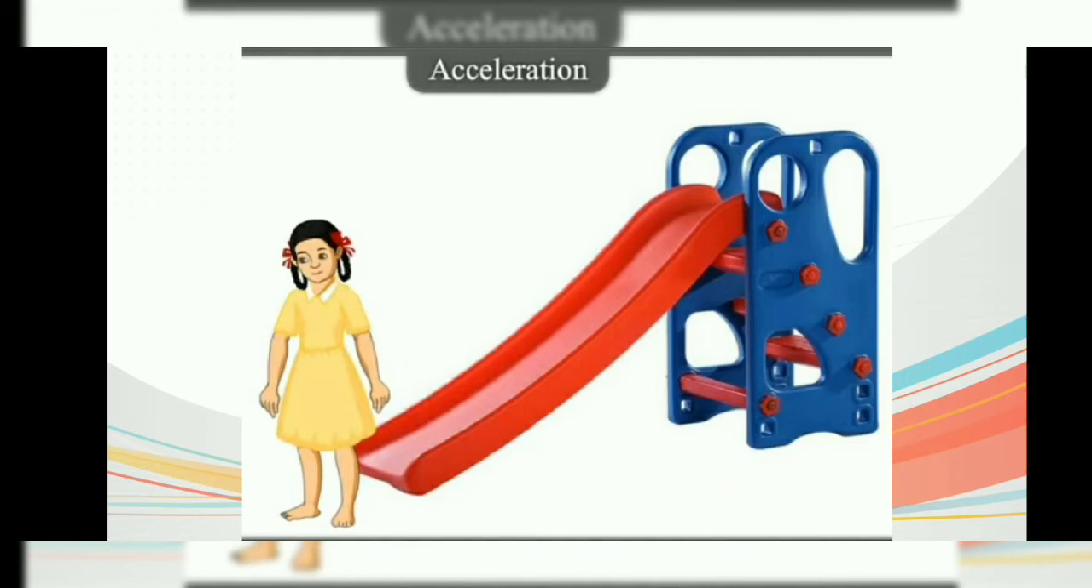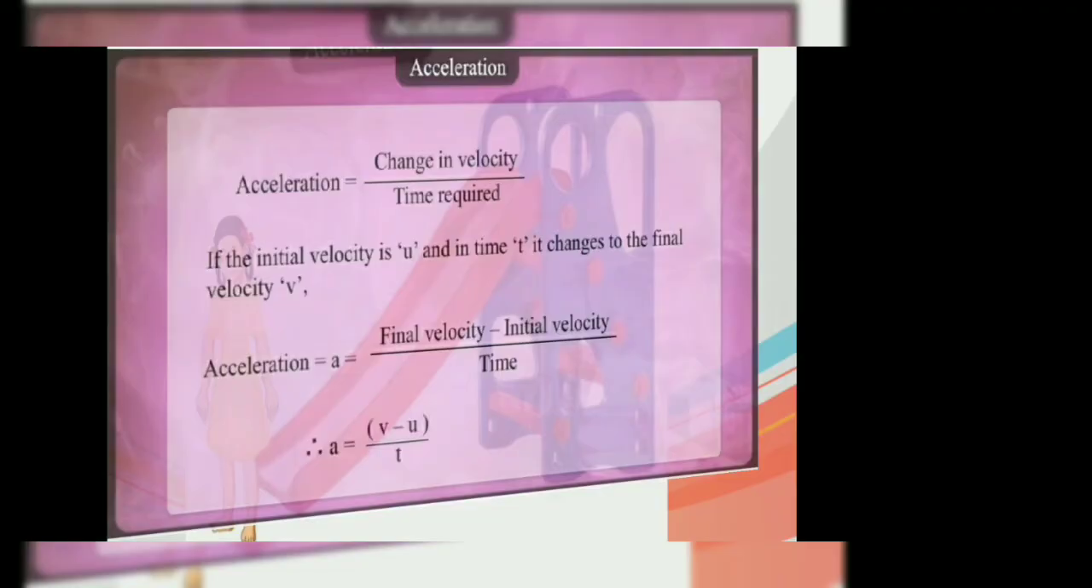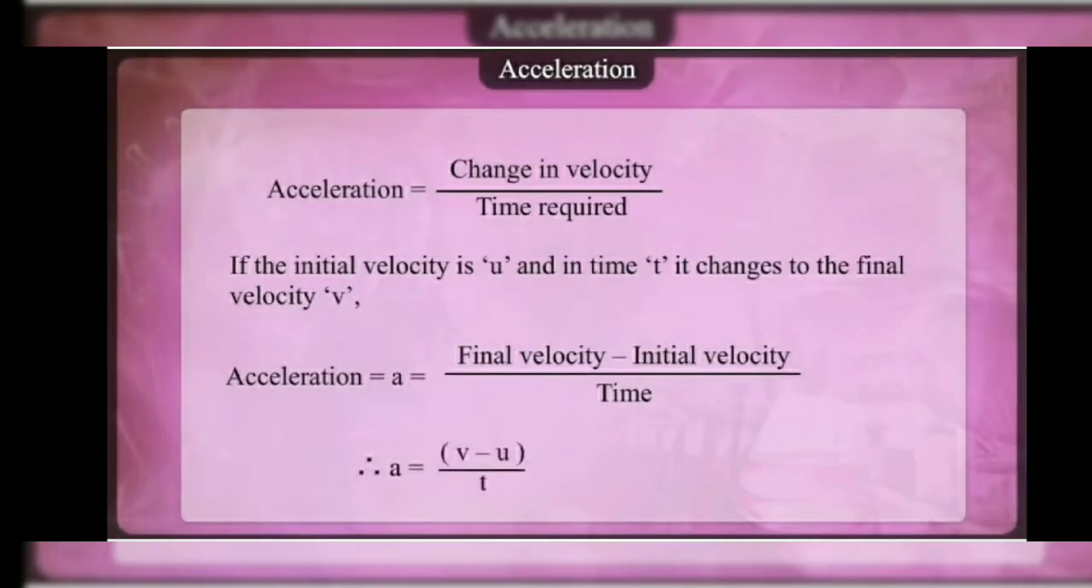Okay, now here the velocity at the top is 0, it is less, right? And when it reaches the middle, it increases and becomes 0 towards the end. So here there is a change in velocity. So acceleration is the rate of change of velocity. So here is the formula for acceleration. Acceleration is equal to change in velocity upon the time required.